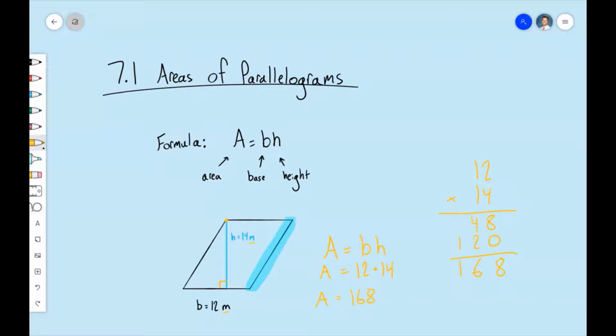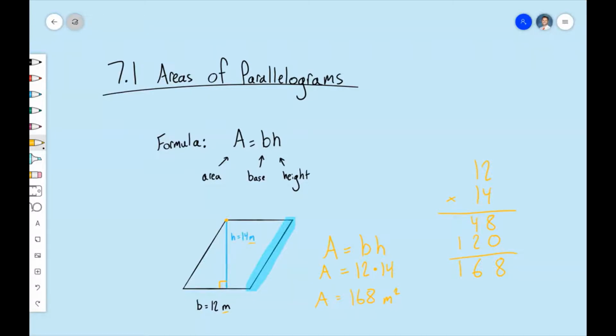Now in terms of units, this is meters and this is meters. So meters times meters, because we multiplied base times height, and both of those are meters. So our units would be meters squared. Anytime we're talking about the area of a figure, it's always going to be in square units. If it were feet, it would be feet squared, or square feet. Inches, it would be inches squared, or square inches.